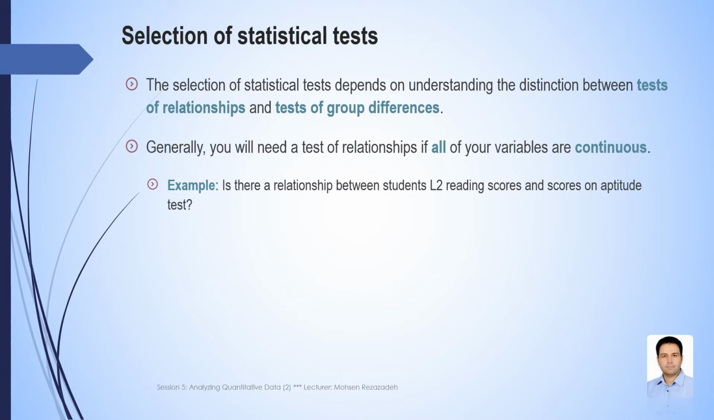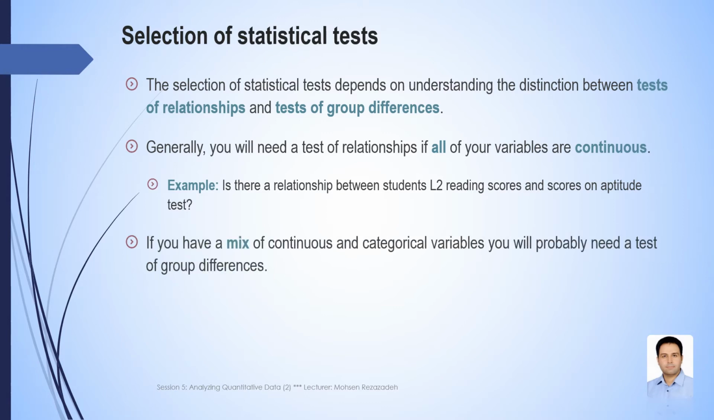So, as you can see, tests of relationships will look at questions of how strongly one variable relates to another, or which variables can predict scores on another variable. In fact, tests of relationships include correlation coefficient, partial correlation, and regression.